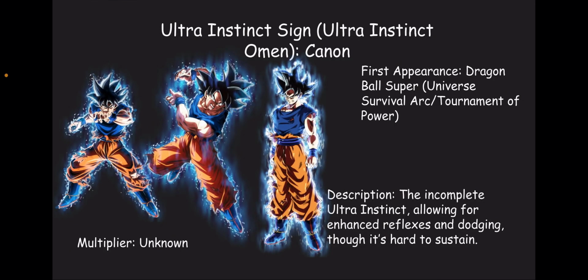Then we have Ultra Instinct Sign, or Ultra Instinct Omen. This is definitely unknown because his power definitely increased a good margin amount, but it also increased his speed and everything else. I know all the other transformations do that, but it could be that his strength was multiplied a good amount, but not exponentially. But it was just his body and mind that made him much stronger. So, unknown.